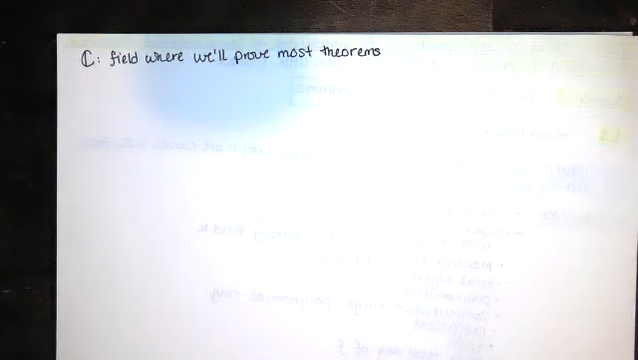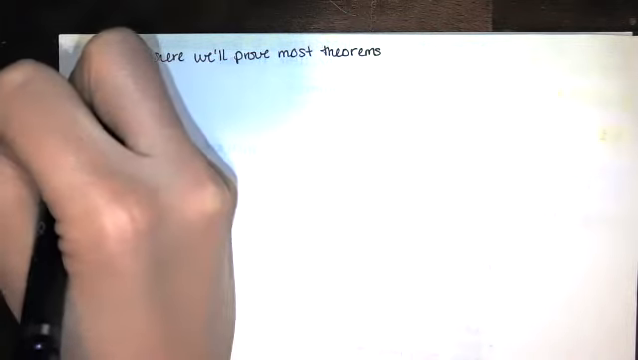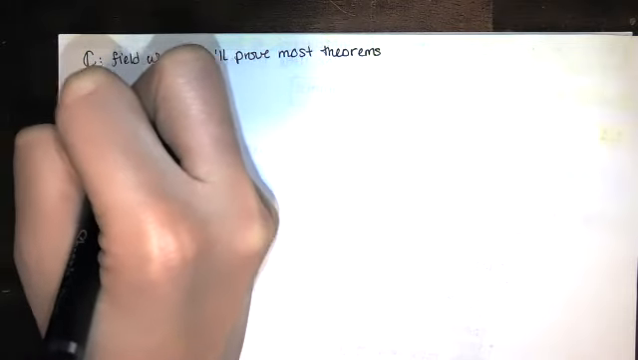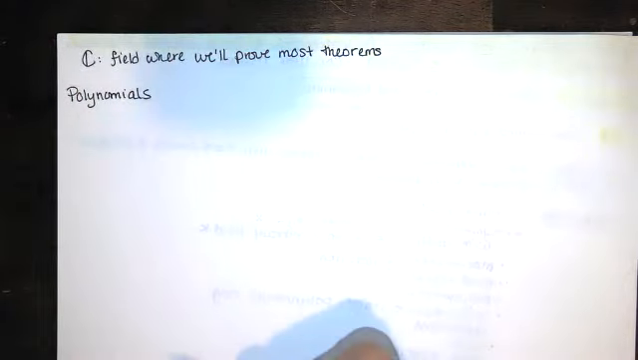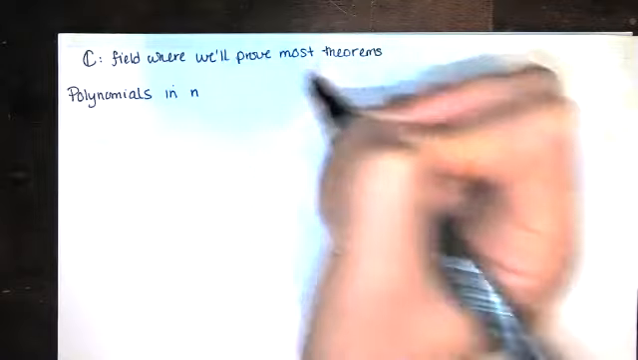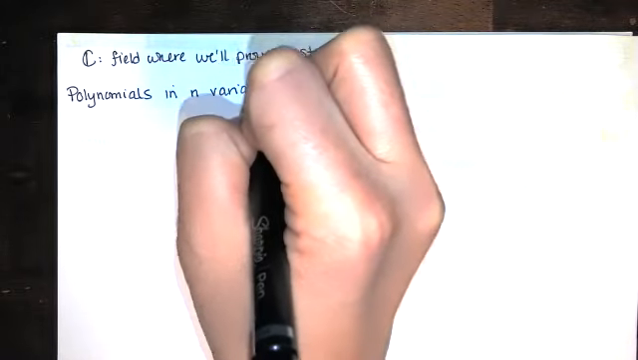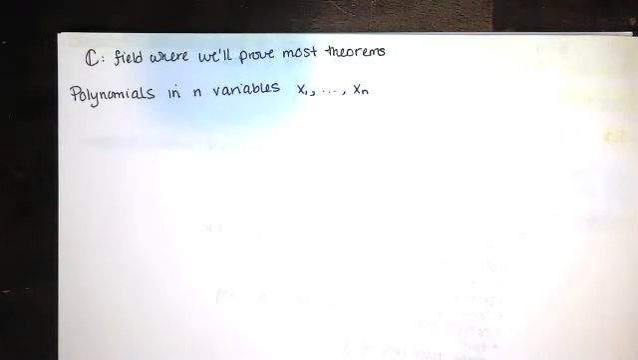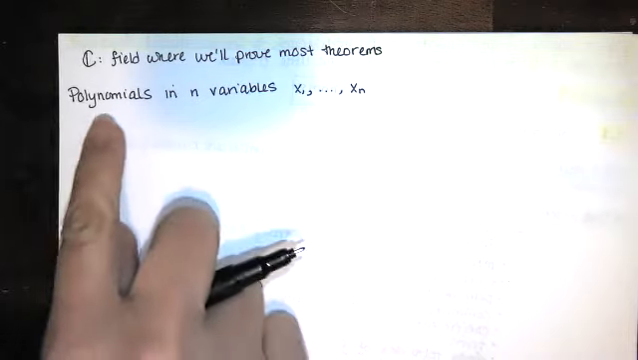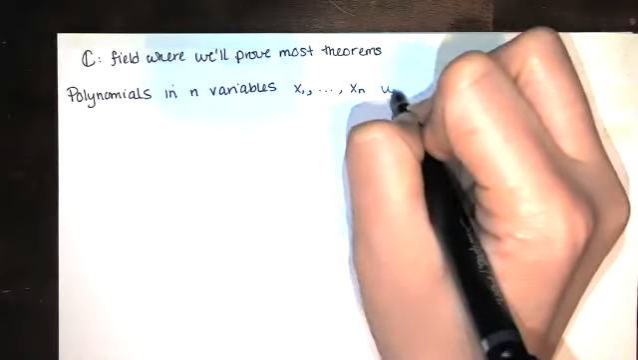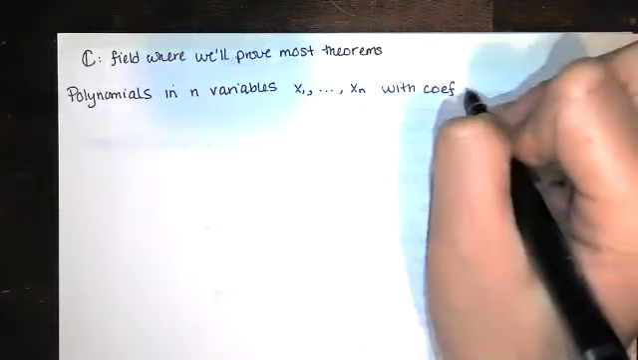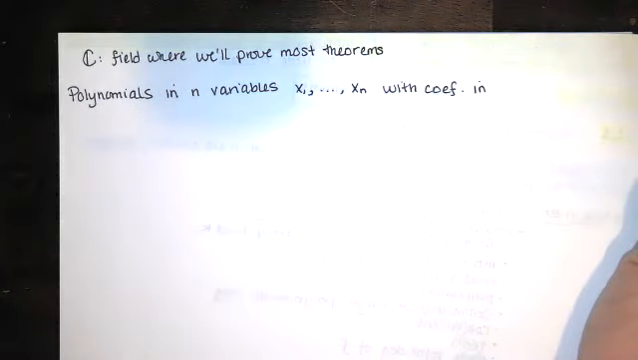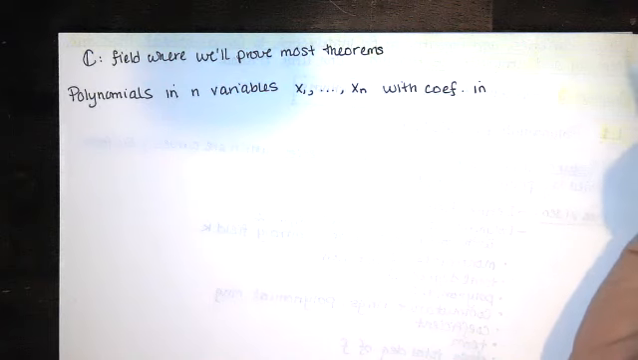Okay, so now that we've talked about all of that, that was just a prerequisite to talking about polynomials. Now I know you know about polynomials already, but in this course, when we're talking about algebraic geometry, we're talking about polynomials in n variables. And those variables are typically denoted x sub 1 through x sub n. And we want the coefficients of the polynomial to be coefficients in an arbitrary field K.